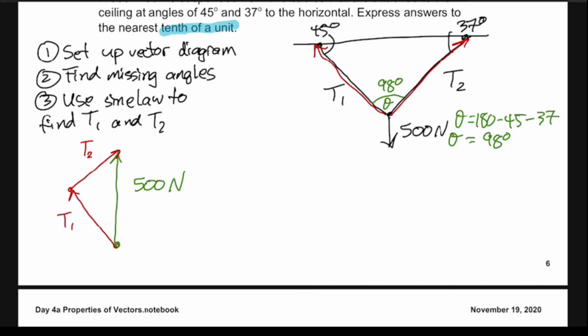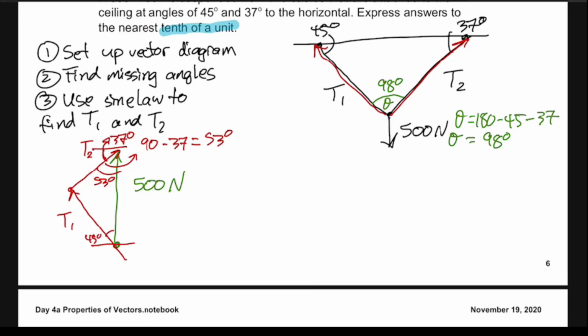Well, I know that the angle on T2, this value right here, is 37 degrees. So now I want to find the value inside the triangle here. So these are going to be complementary. They're going to sum to 90. So 90 minus 37 gives me 53 degrees. So in here I got 53 degrees. Same thing down here. I know the angle that T1 makes with the horizontal is 45 degrees.